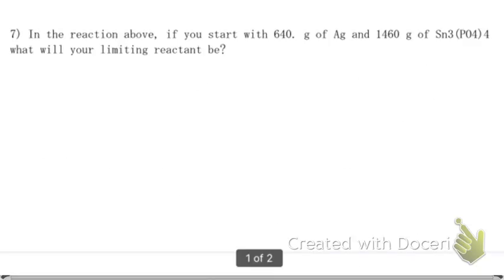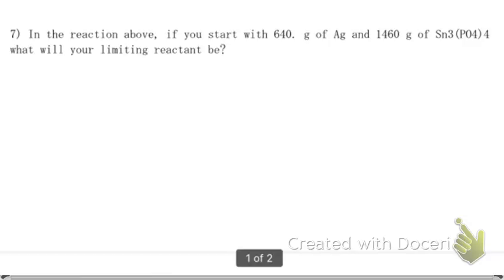Alright, this problem says, in the reaction above, if you start with 640 grams of silver and 1,460 grams of tin 4 phosphate, remember I'm calling that tin 4 phosphate, not because there's 3 tins, but because the charge on that tin is 4. So tin 4 phosphate, what will your limiting reactant be?